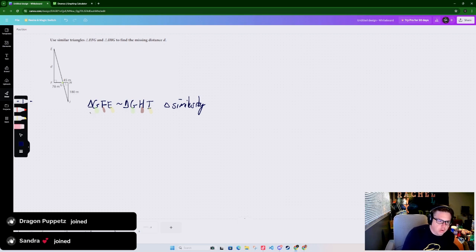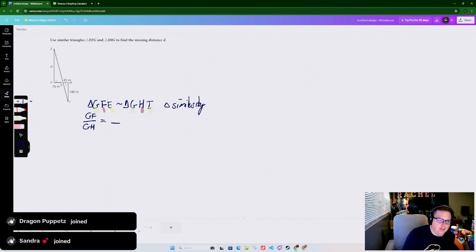So we're going to go G to F. And if we go G to F, we have to go G to H. And if you look, the first two letters, GF, first two letters, GH. That helps you double check your work to stay consistent.